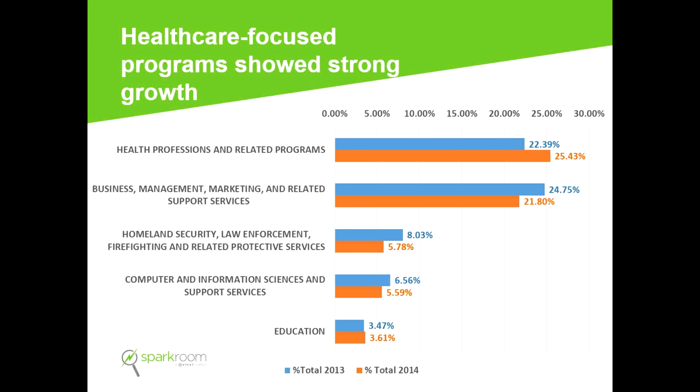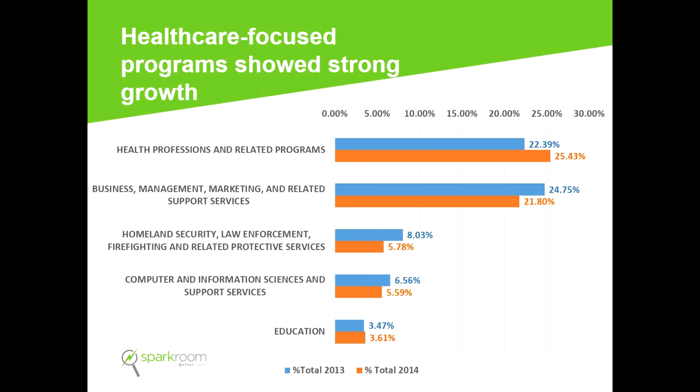The other categories rounding out the top 5 have remained consistent from 2013 to 2014, at least in terms of what made the list. But similar to business, we saw a pretty big drop in share of volume for the Homeland Security, law enforcement, firefighting, and related protective services category, which is largely supported by criminal justice programs.